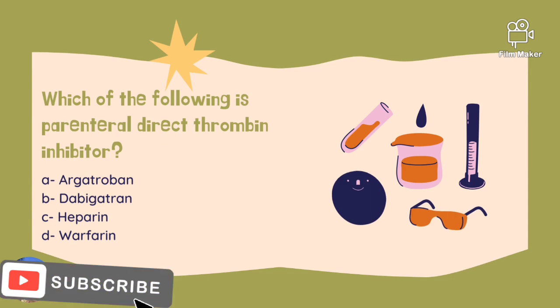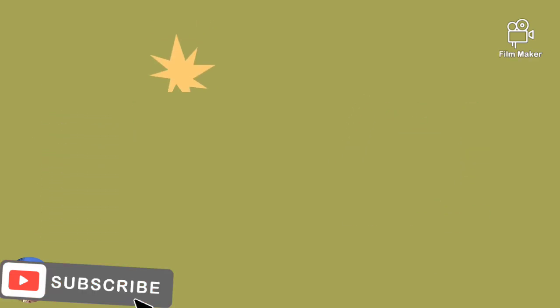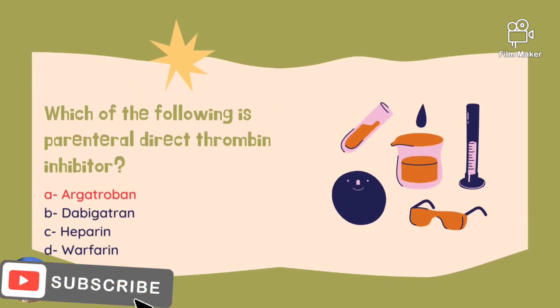Which of the following is a parenteral direct thrombin inhibitor? A. Argatroban. B. Dabigatran. C. Heparin. D. Warfarin. The answer will be A. Argatroban, because it's a parenteral direct thrombin inhibitor.